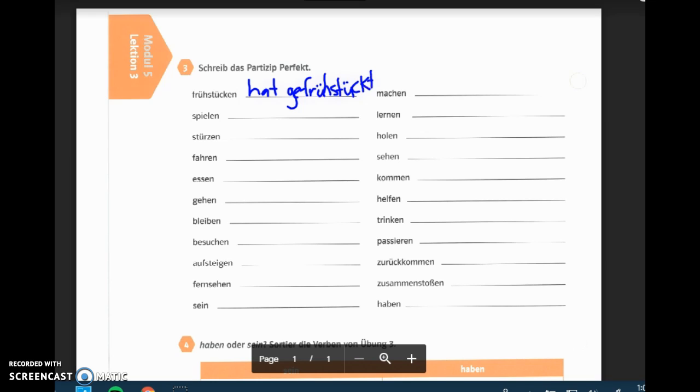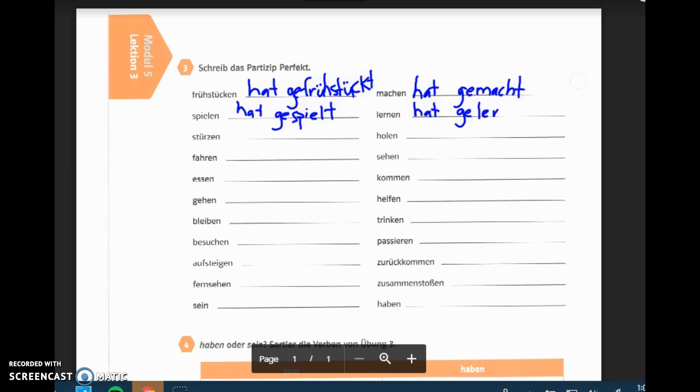Let's go over to machen. Machen changes into hat gemacht. Spielen changes to hat gespielt. Lernen changes to hat gelernt.